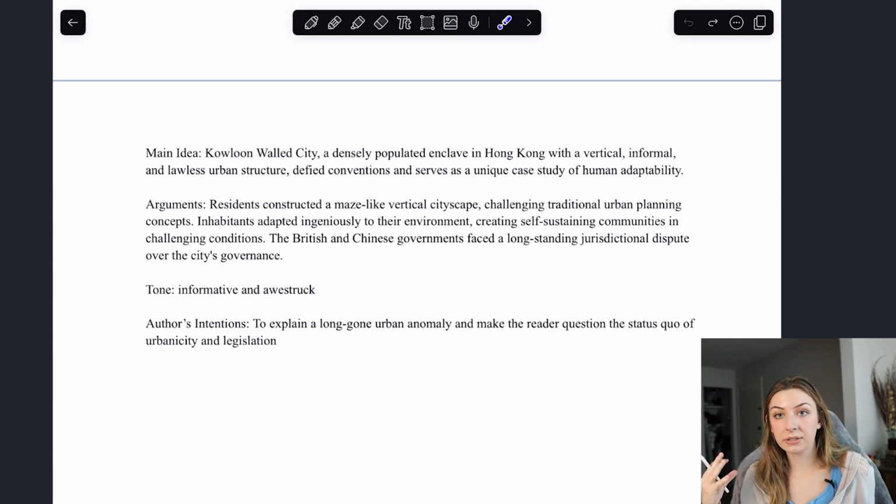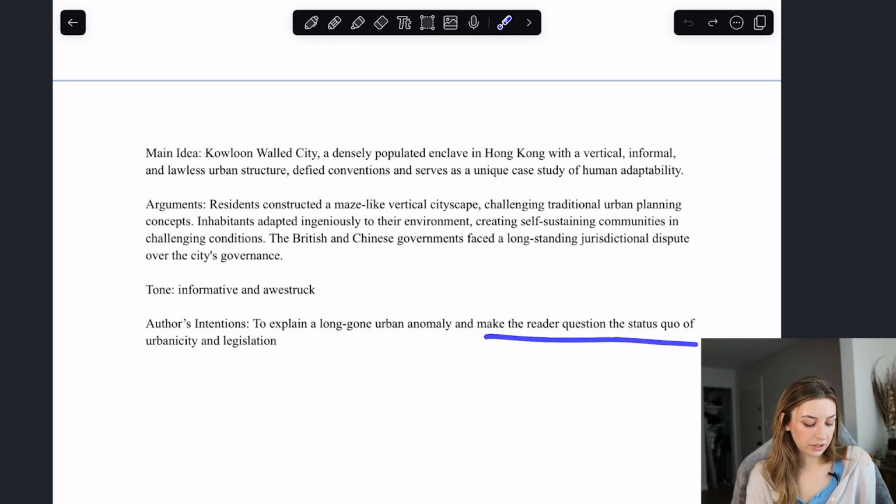The author clearly was like, how could this be? This city is completely different than everything else that has been in human history. And they were getting it across with those adjectives, with those verbiages. And then the author's intentions, I think, was to explain a long-gone urban anomaly and to make the reader question the status quo of urbanicity and legislation.